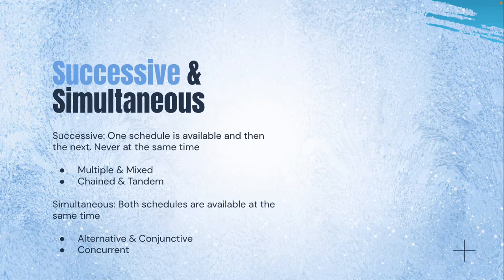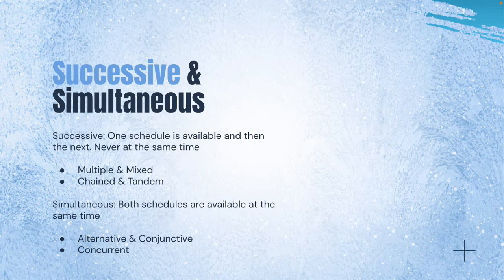Under successive, we have a multiple and mixed, and then we have chained and tandem. As you notice, I grouped these, and I grouped them for a reason. You'll catch on to that in just a few minutes once we get into the differences between each of these. But when you're studying, you should remember multiple and mixed together. You should also remember chained and tandem together. They go really well like that.